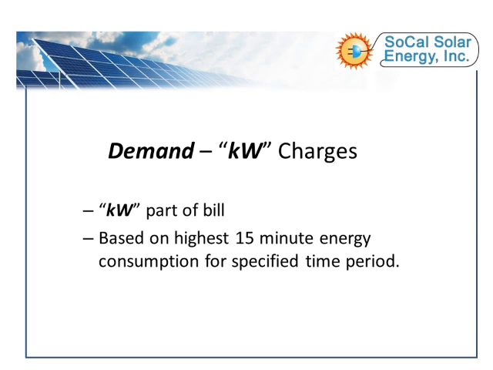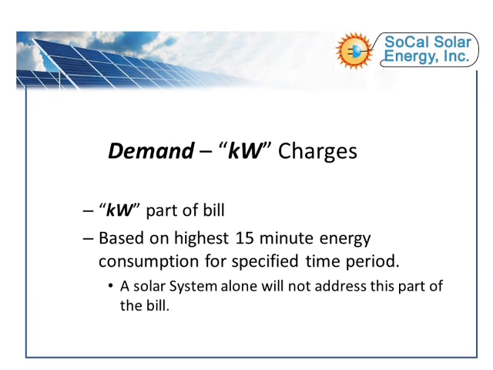There are approximately 500 15-minute totals in the on-peak period for each month. The kilowatt is the highest value. This is the same procedure for each time period, both summer and winter. It should be noted that a solar system by itself will have no effect on the kilowatt value.